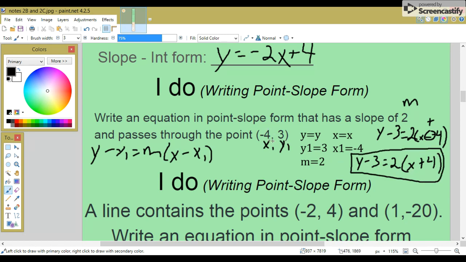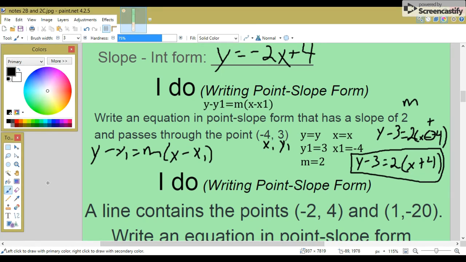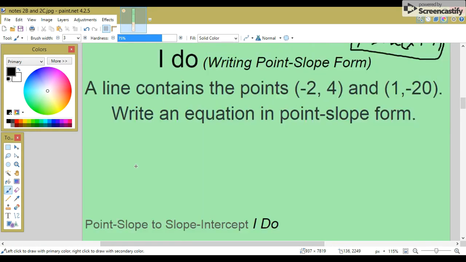The point that you're given has the opposite signs of what your answer will have. Instead of a negative 4, we have a positive 4. Instead of positive 3, we have a negative 3. Let's go ahead and go to the next one.